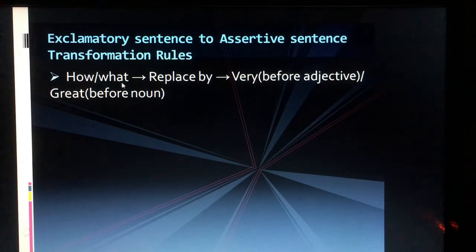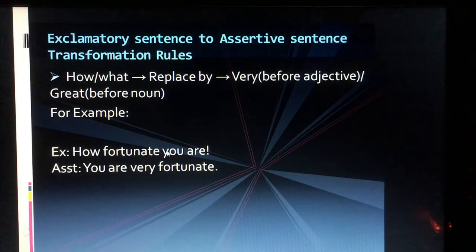Like how, what, we will replace it by very before an adjective. If there is an adjective, we will write very, and if there is a noun, then we will write great before the noun. For example, how fortunate you are. So what we will do, we will write the subject and the helping verb at the beginning, you are, and we will add very because fortunate is our adjective. So we will write you are very fortunate, full stop. And we will end the assertive sentence, of course, with a period, that means a full stop.